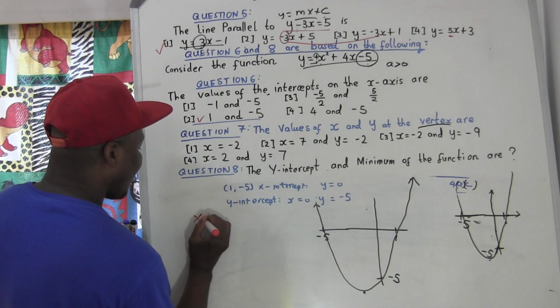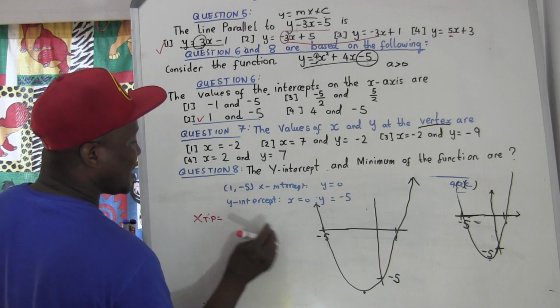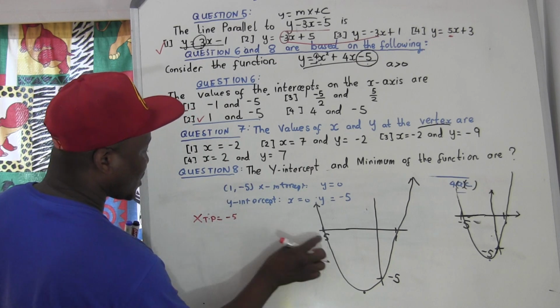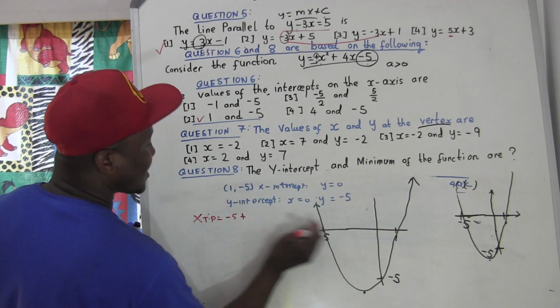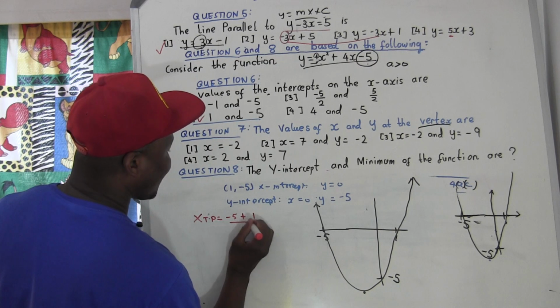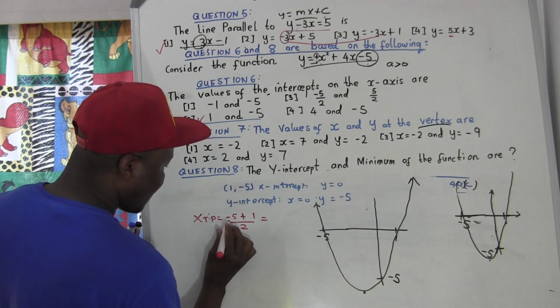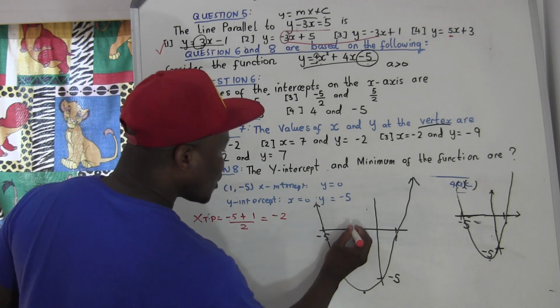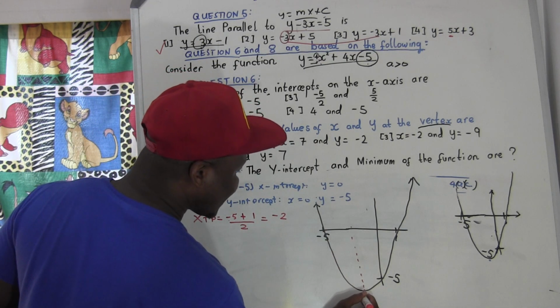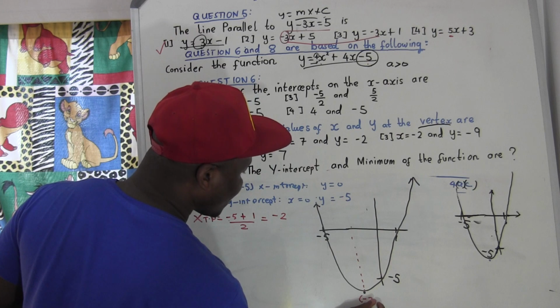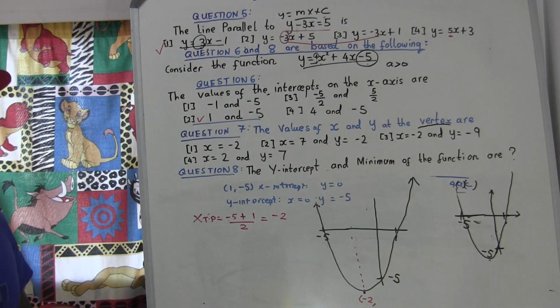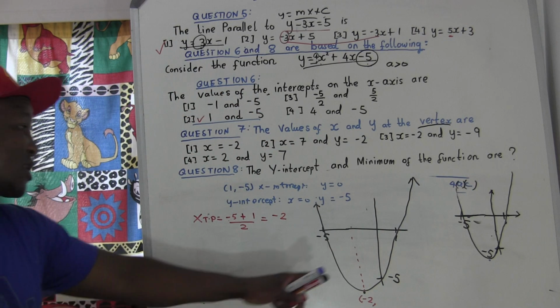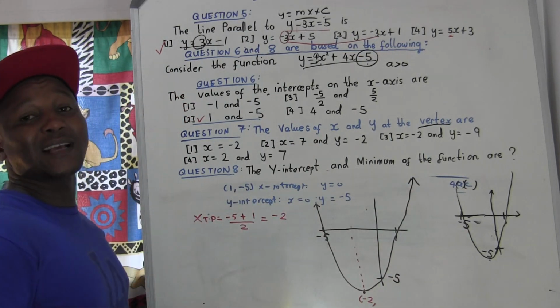So to get the value of x at the turning point, TP, take the first value of x you got, where it cuts the x-axis, plus the other value of x, where it cuts the x-axis, and divide by 2. So negative 5 plus 1 equals negative 4, divided by 2 equals negative 2. So this is where it turns: x equals negative 2. You know what I'm saying? That's where the graph turns, x equal to negative 2.